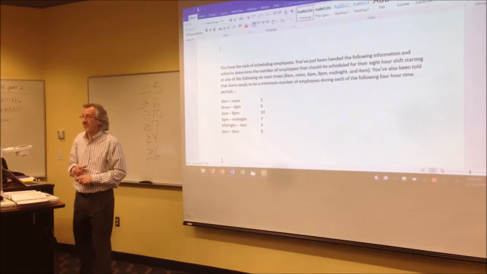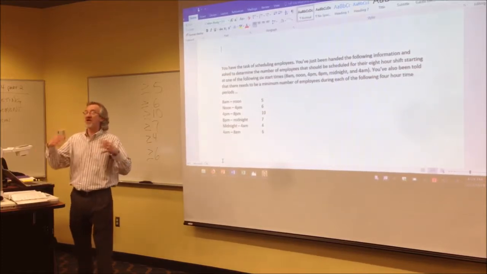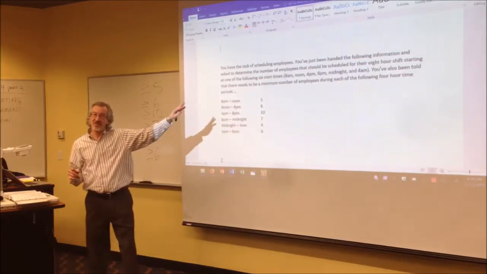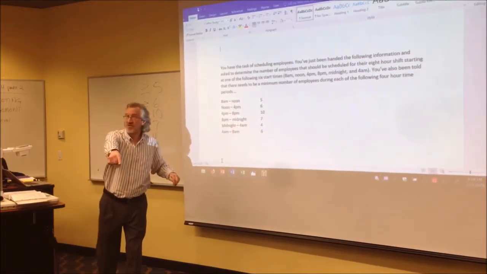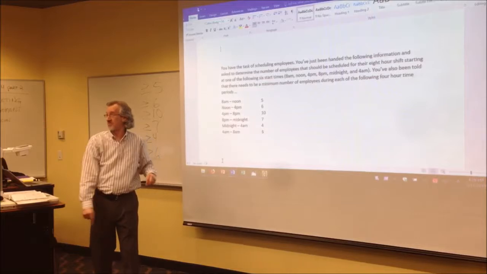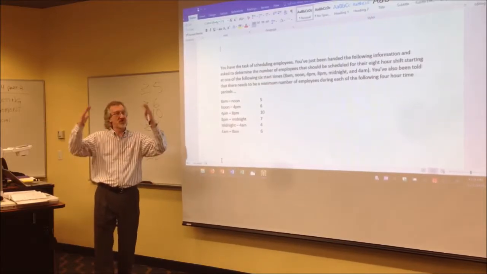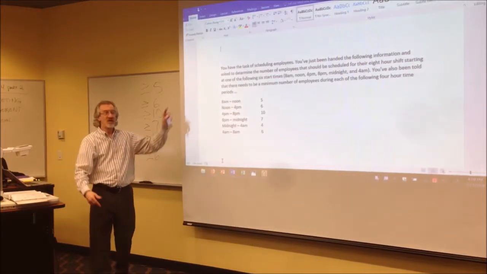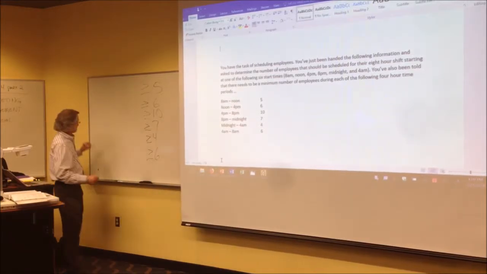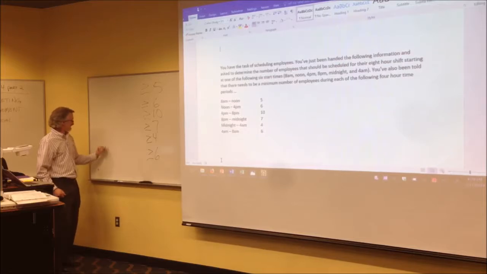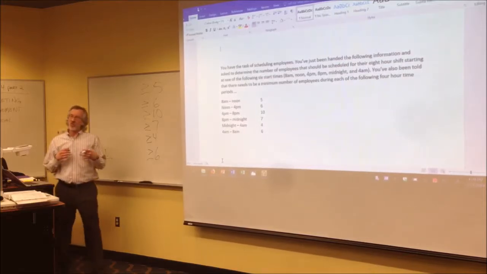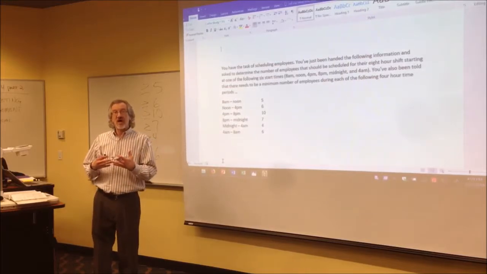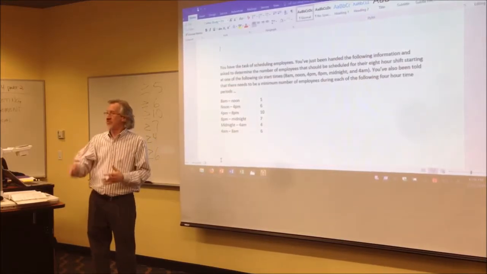Now, let's talk about the objective function. Max or min? Min. And we're trying to minimize what? I don't see any cost in there. The number of employees that we're scheduling, which will turn into cost. The fewer employees you schedule, the less it's going to cost. Everything that you're doing has to do with cost. But in this case, we're minimizing the number of employees we're scheduling.